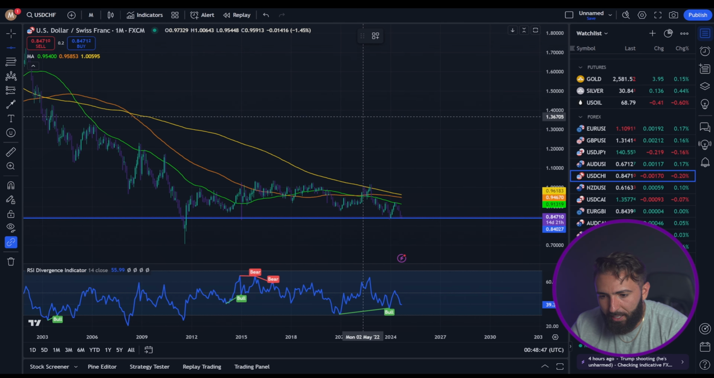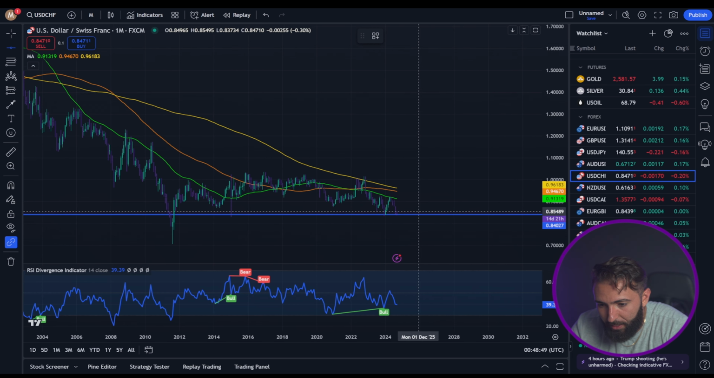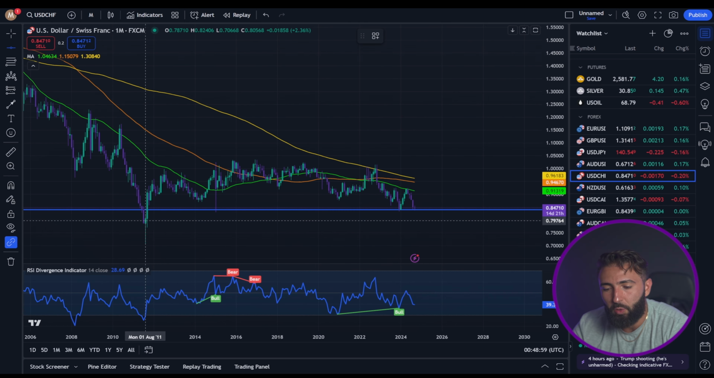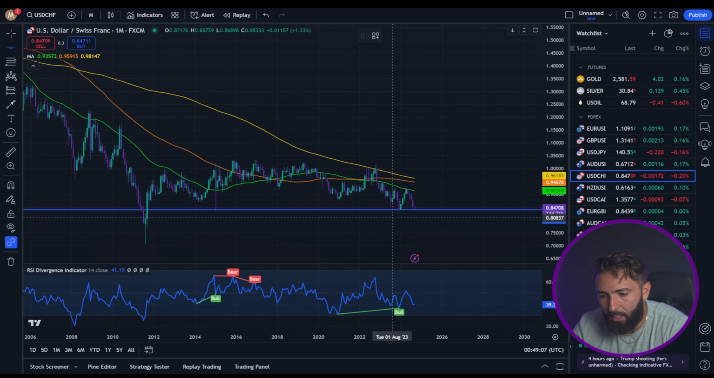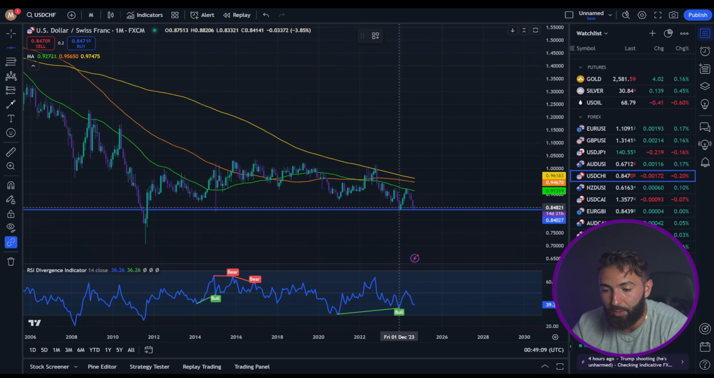So USD franc, we are coming into a very interesting area where we were back in 2011, and as you can see, it's been quite a floor. Price touched this area and wicked, and every time it gets kind of low, it has a reaction to this area, which shows a clear sign of support.